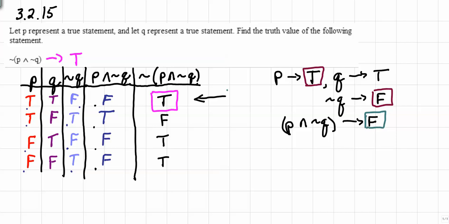And then the last thing that we're going to do is say not the quantity P and not Q is going to be a true statement. And I have gone ahead and found the truth value of the statement fairly quickly without having to establish an entire truth table.